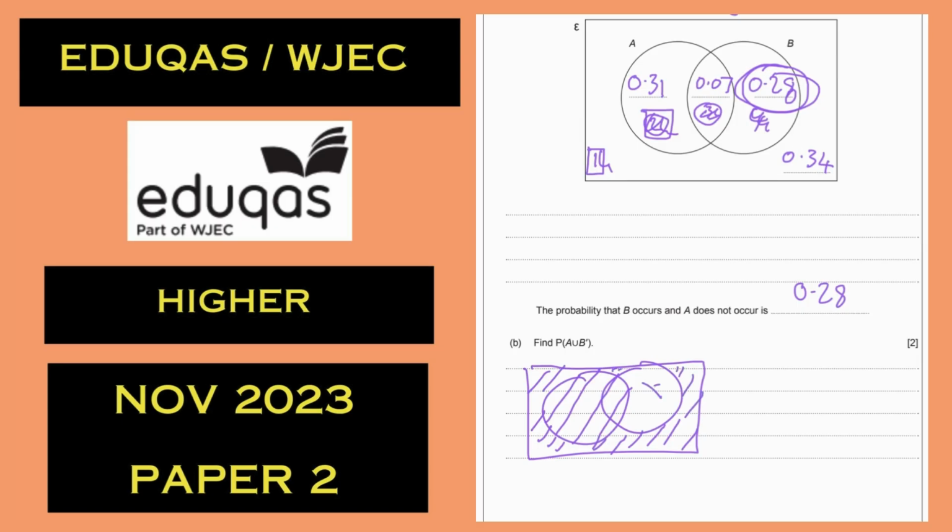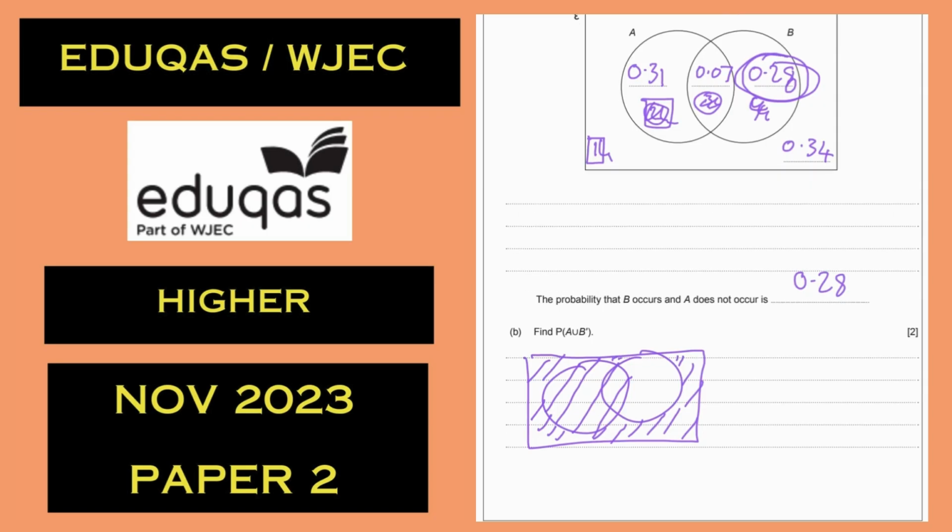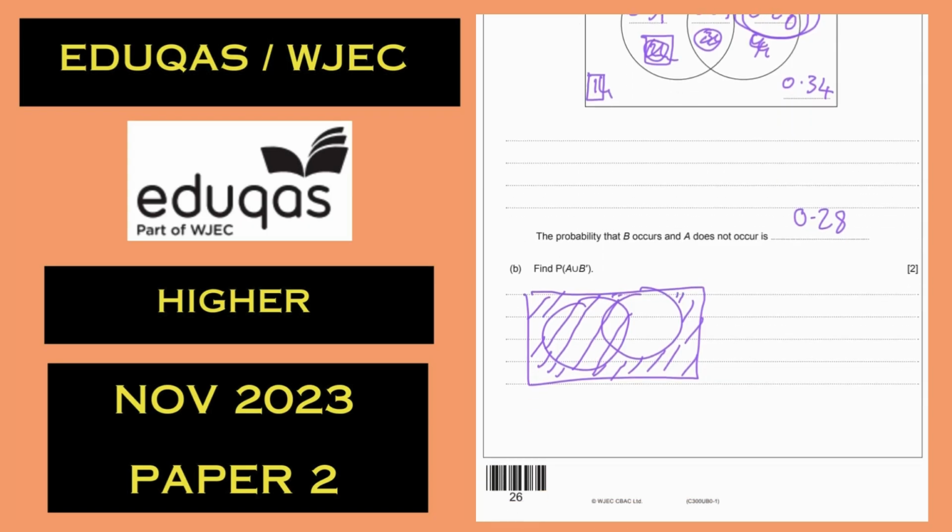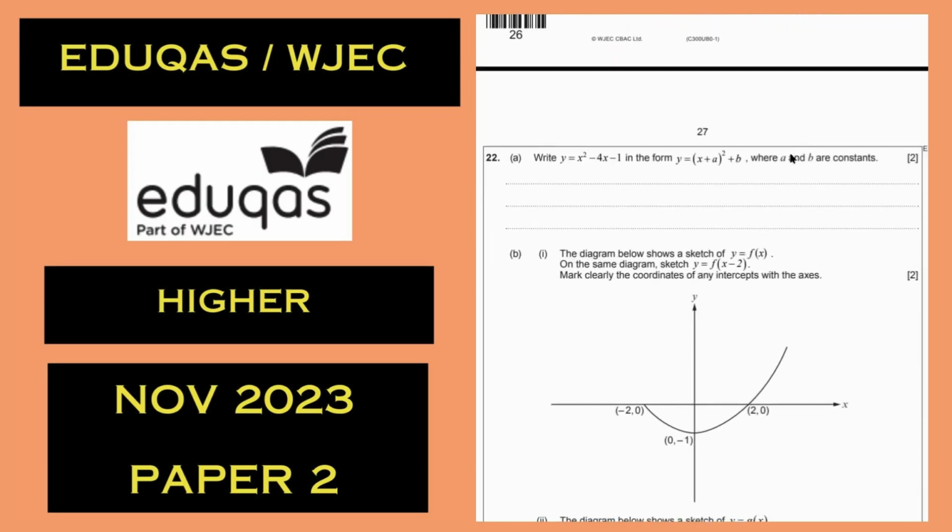It's just not that bit we're after. In other words, we're after everything except the 0.28. It's 1 minus 0.28. We wrap up with a 0.72. And on to the next one.